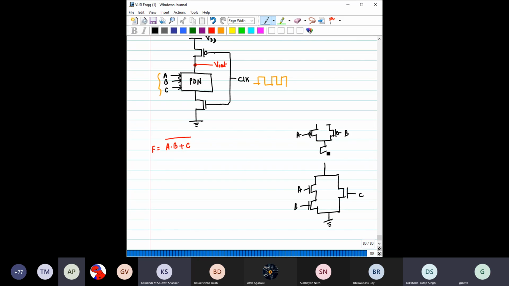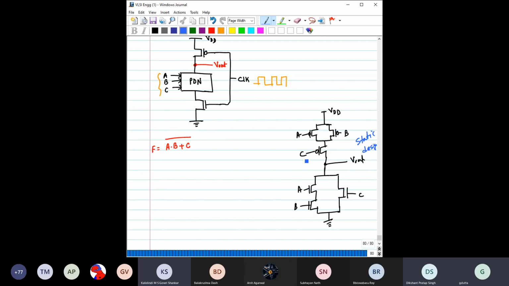Very good. C is in series with C. Please check, is this correct? Yes, sir. Okay, great. So this is basically the static design, right?